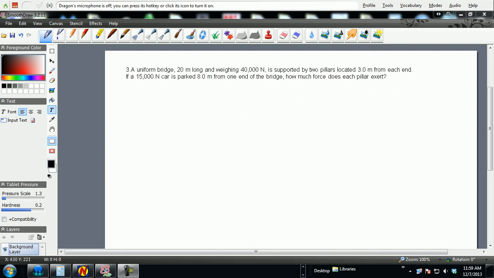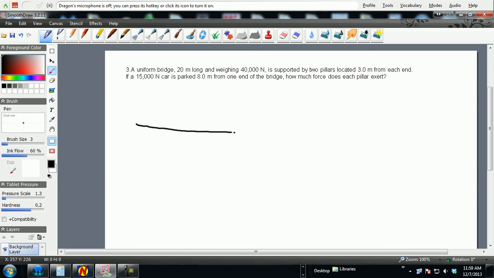Okay, rotation example number 3. Here comes a bridge problem. Draw your picture straight across. Uniform bridge means the weight of the bridge acts straight down the center. It is 20 meters long. Force is 40,000 newtons.